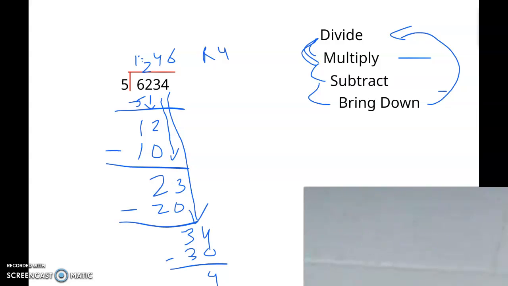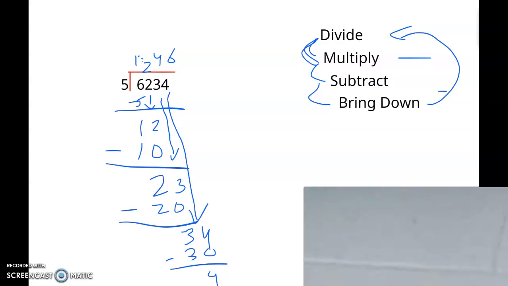most of the time in middle school, we're not going to use remainders anymore. We're going to work it out either to a fractional part or to a decimal. So let's talk about both of those. First, let's do the fraction. I'm going to do that right to the side here.